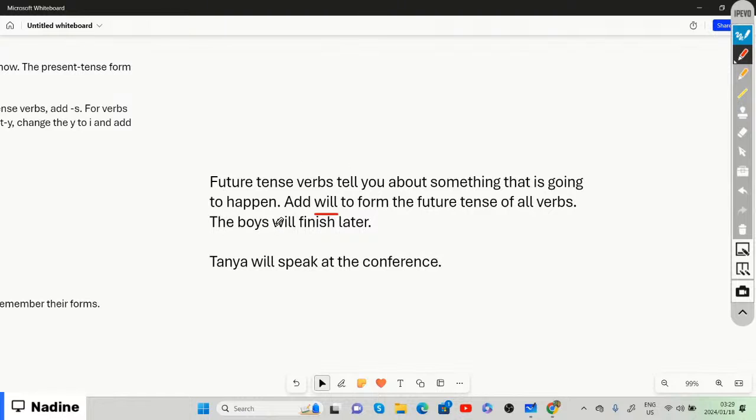For example, the boys will finish later. Tanya will speak at the conference. I will pass grade 6. I will pass all my chapters, right? So the future tense verbs tell us about something that is going to happen. And all we do is add will to form the future tense of all of our verbs.